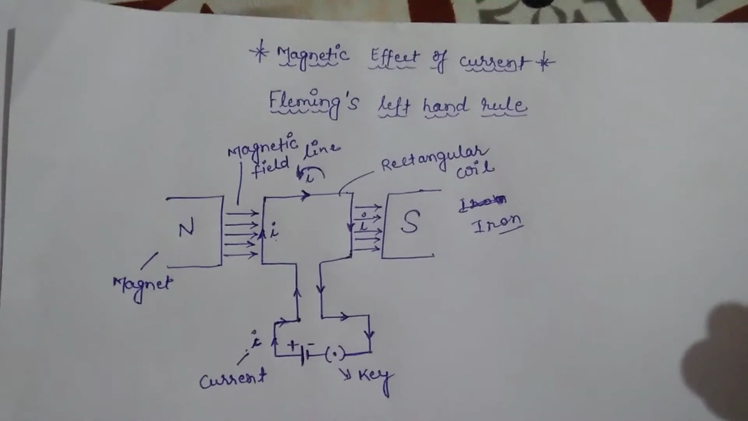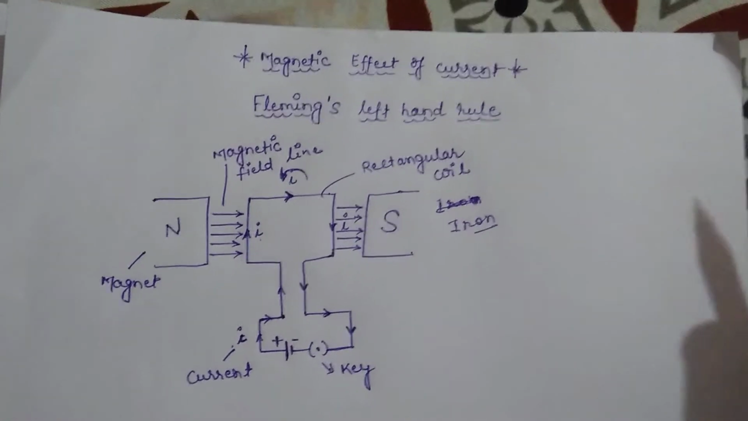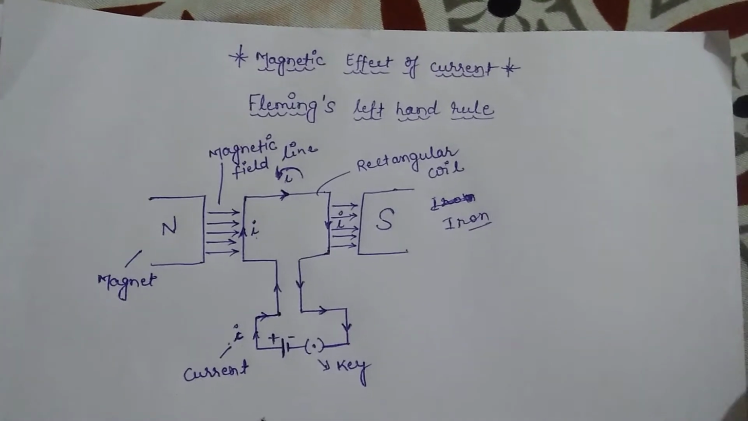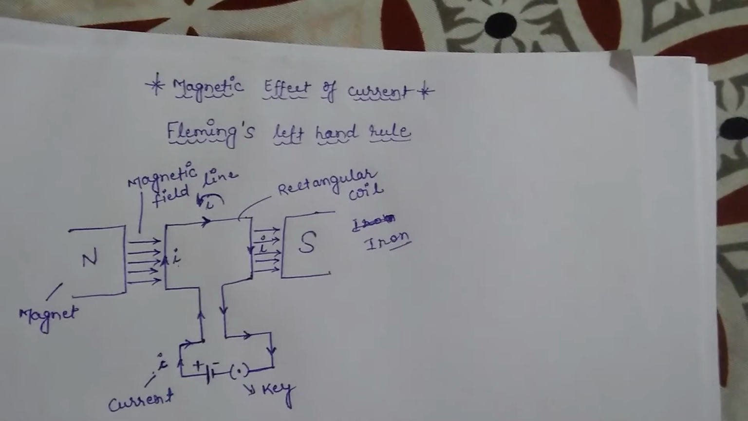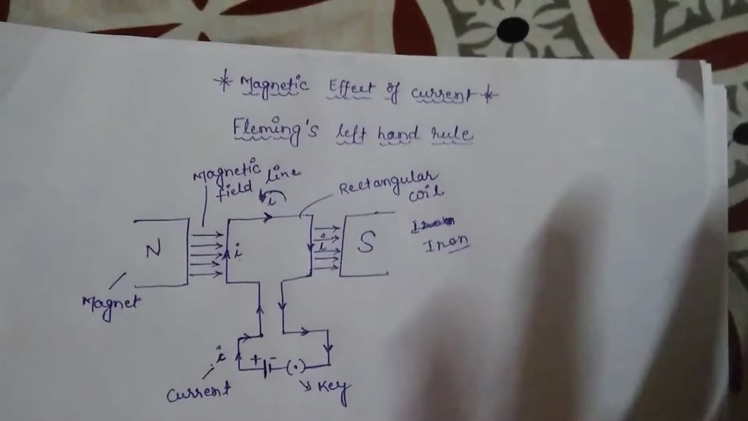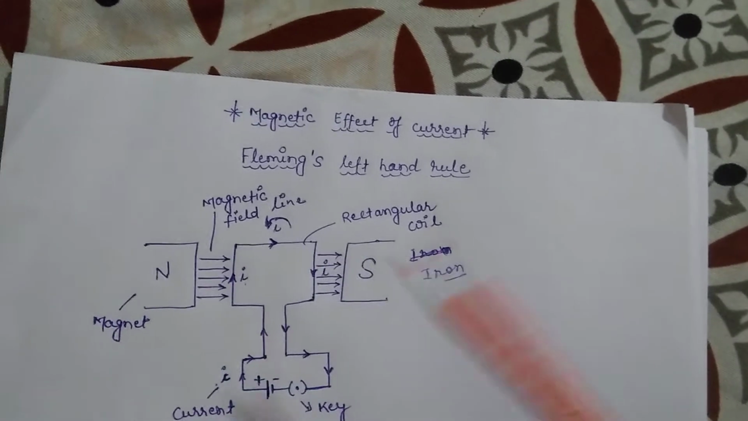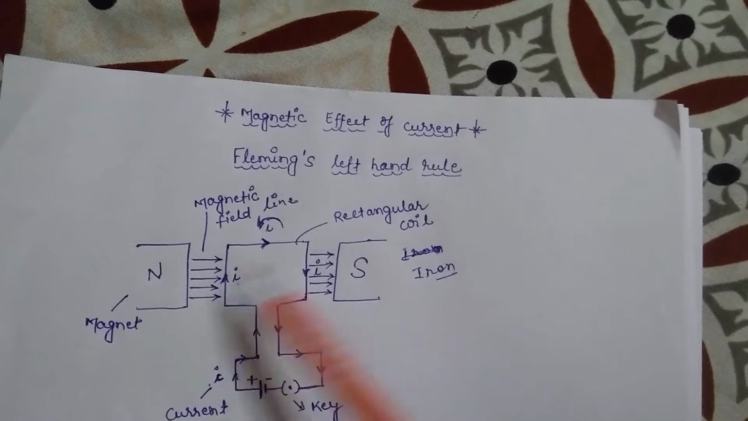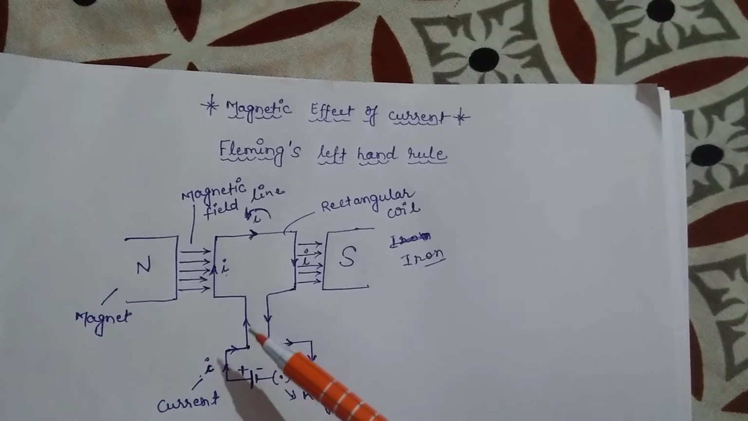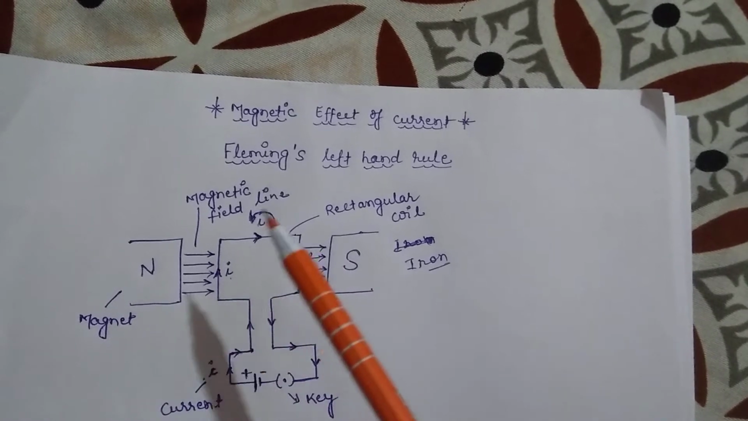Hello student. Today I am going to discuss the topic Fleming's left hand rule, which is from the chapter Magnetic Effect of Current. According to Fleming's left hand rule, we are going to discuss what happens when we take two magnets, place a rectangular coil between them, and give current to the rectangular coil: where does the rectangular coil move first?